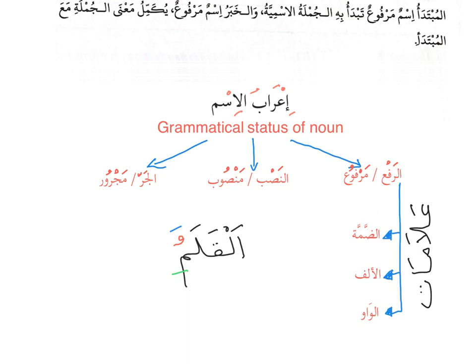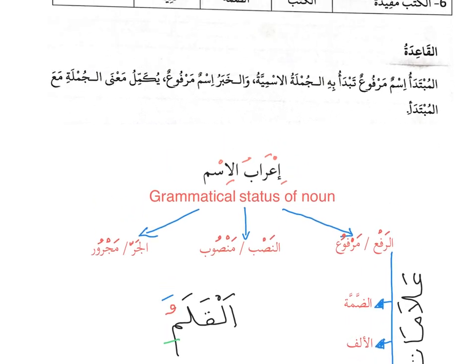For example, if the word is in the state of raf', or marfu', then it will take this ending. You will say al-qalamu. If the word is in the state of nasb, or mansub, then the word will end with this ending, so we read al-qalama. And when the word is in the state of al-jarr, or majrur, then the word will end with this ending. We read al-qalami.